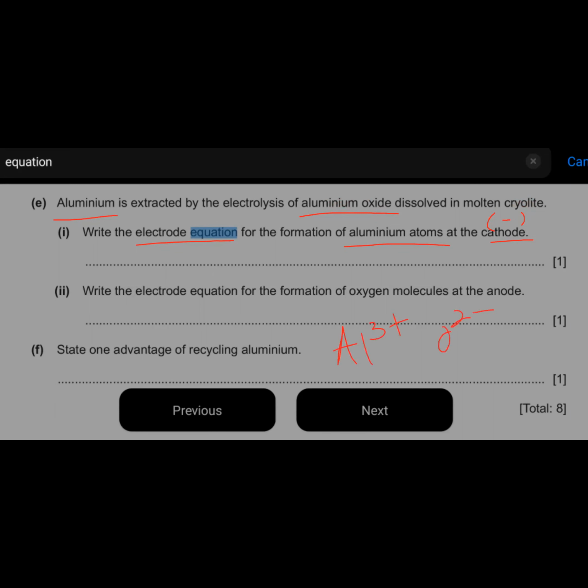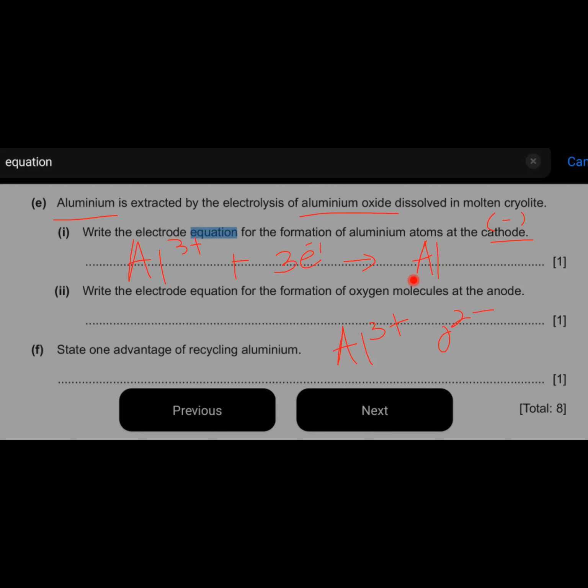So here we have aluminium atoms forming at the cathode. That means it should be aluminium 3 plus ions gaining how many electrons? Gaining 3 electrons, because they are going to get electrons from the cathode, right? It's a positive ion. The positive ions cannot become simple atoms if they don't get electrons, right? So aluminium 3 plus gains 3 electrons. The 3 minus charges cancel with the 3 pluses to become aluminium atoms.